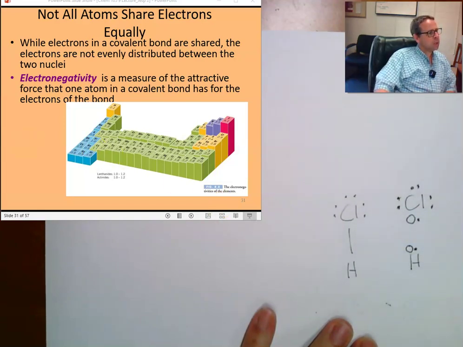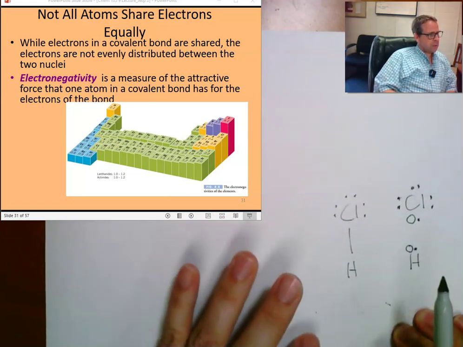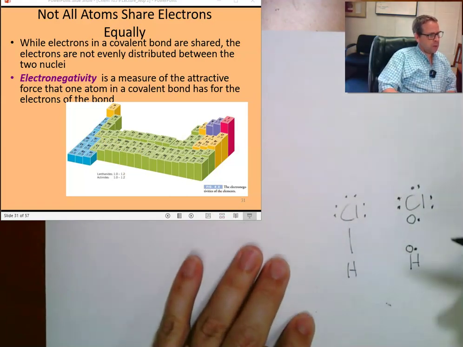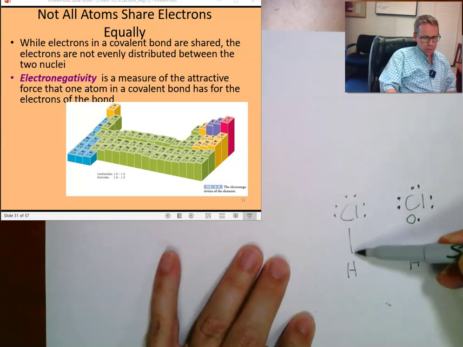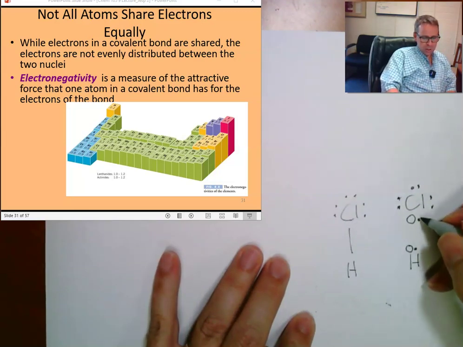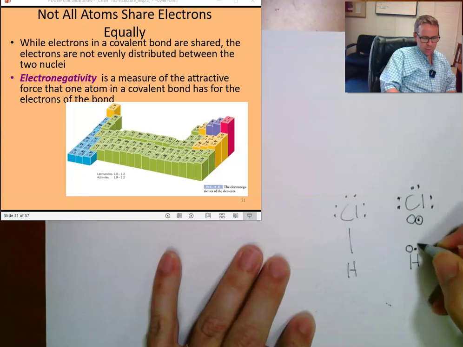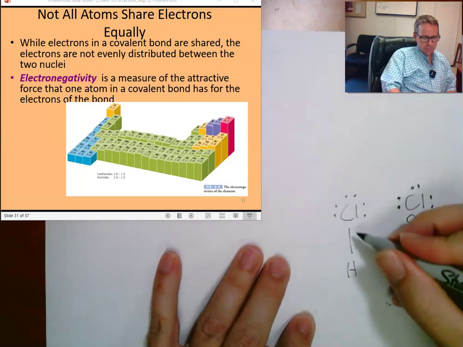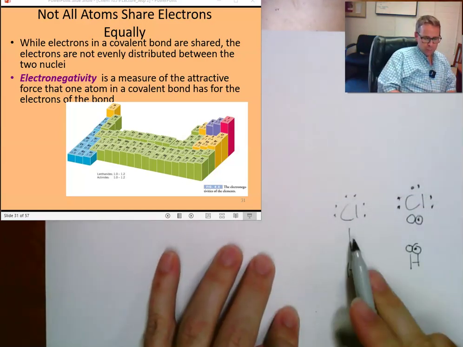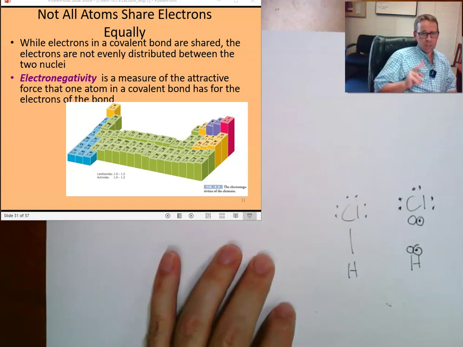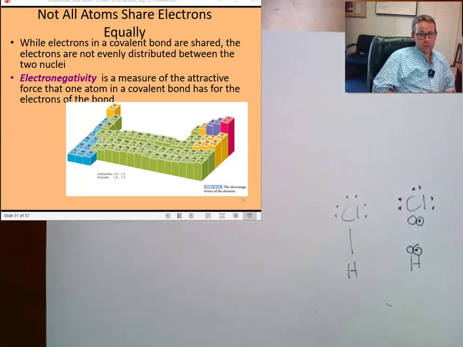No. Okay. This represents 2 electrons. It represents that electron from chlorine and that electron from hydrogen coming together. So every bond represents 2 electrons. Now, those are just 2 valence electrons, right?